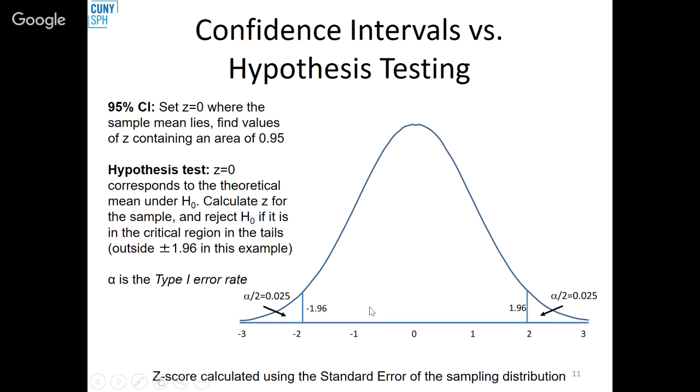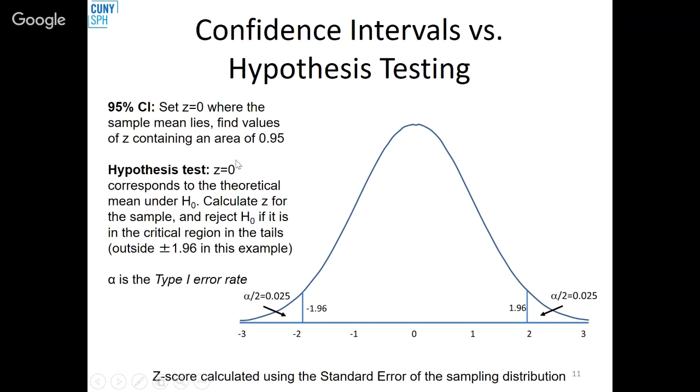So remember the z-score was like the sample mean minus like the mu0, a hypothesized mean, divided by the standard deviation. In the confidence interval setting, we set that population mean equal to the confidence interval so that z is 0 at that mean, and we take the values of z at plus and minus 1.96 to construct a confidence interval.